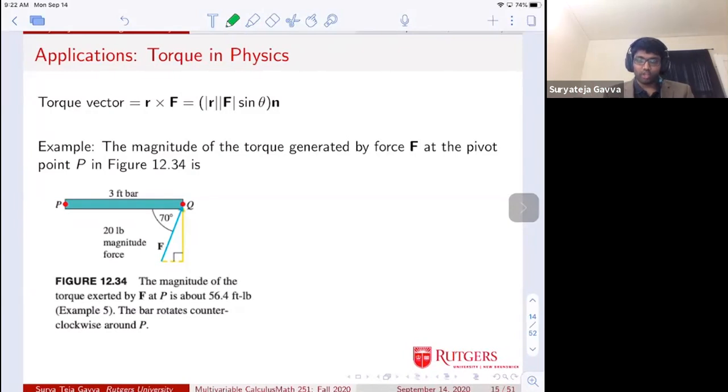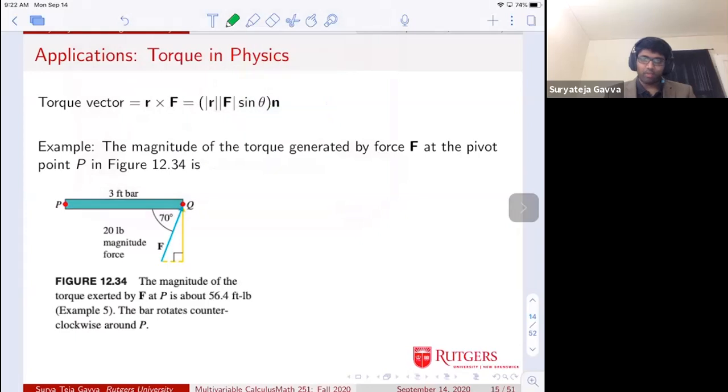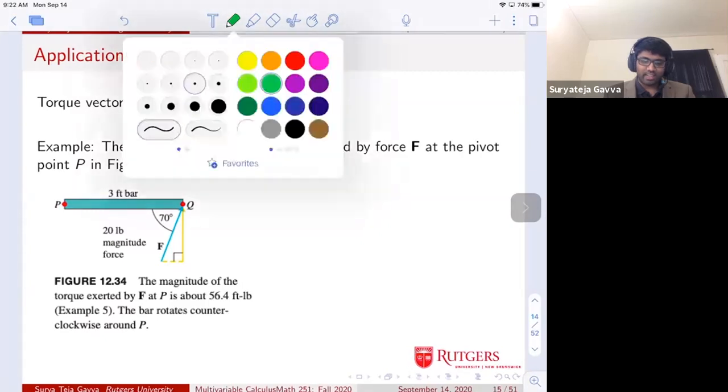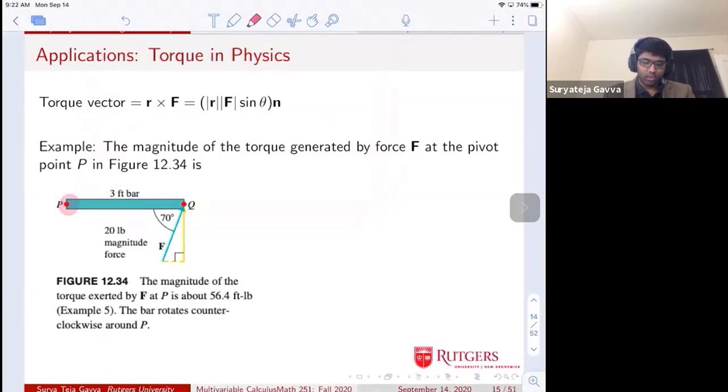So you want to know what a torque is. There's something called torque in physics, which is about trying to understand how much rotation you can cause if I apply a force. Because one of the points is fixed, it can't accelerate, it can only rotate. So if I fix P here and try to apply the force at Q, then this bar can only rotate. You want to understand the tendency to rotate. Just like force gives you accelerations, this will give you the tendency to rotate.